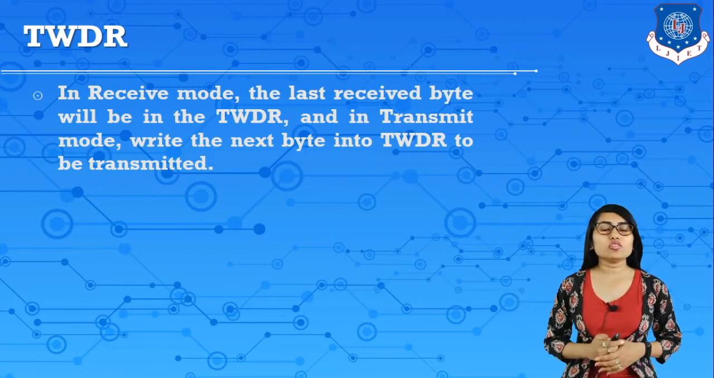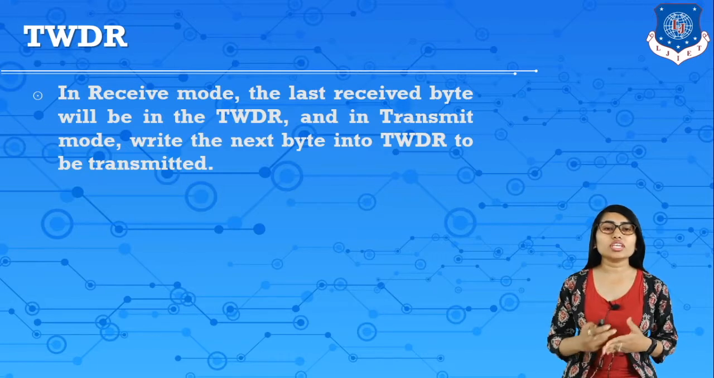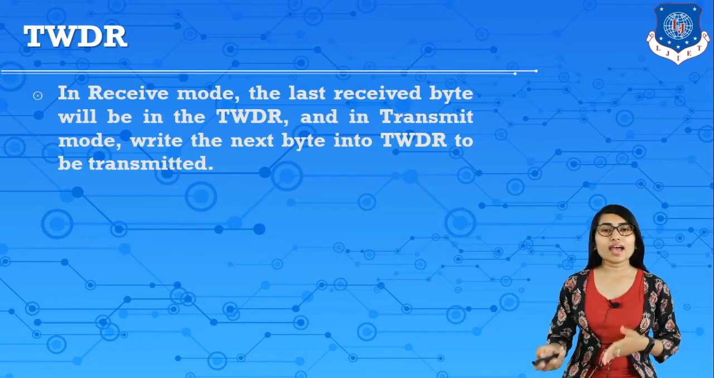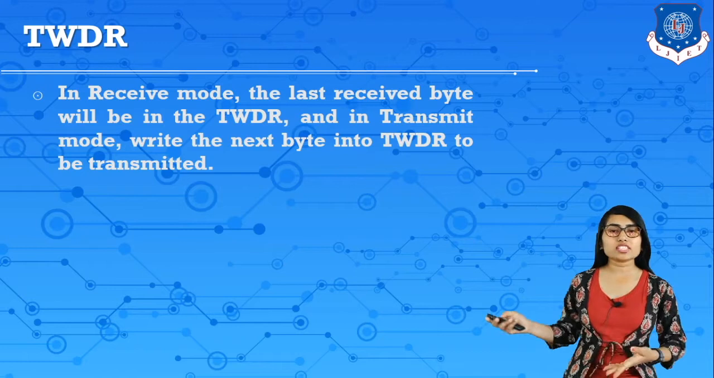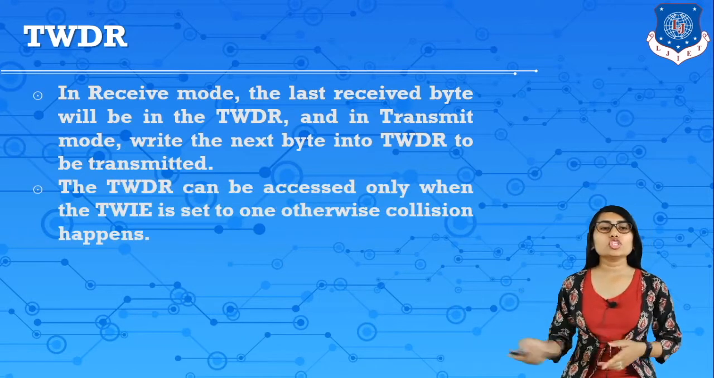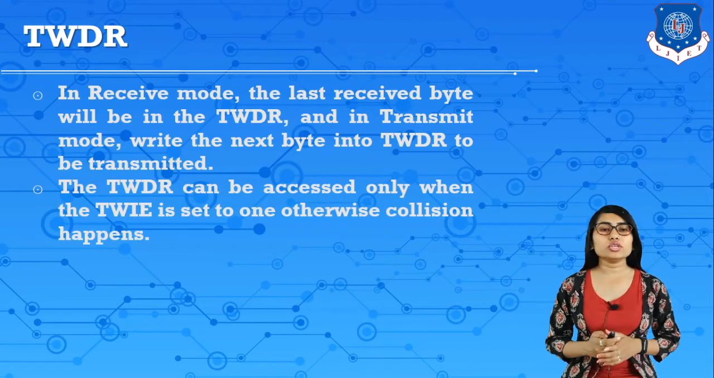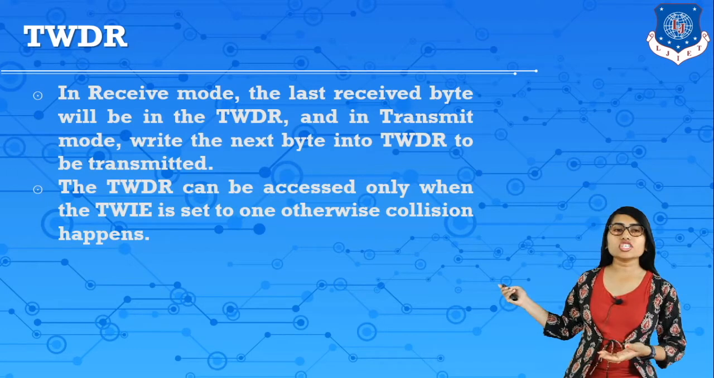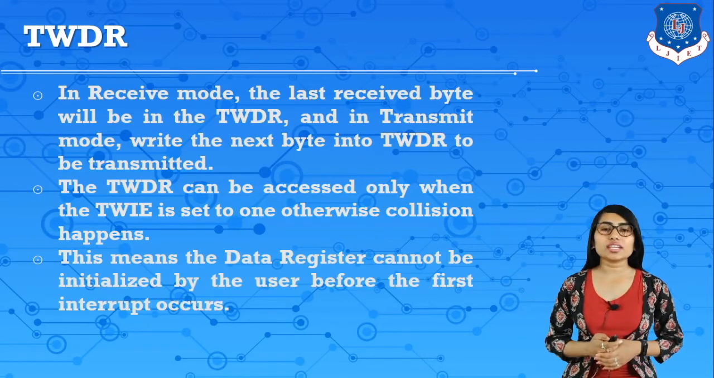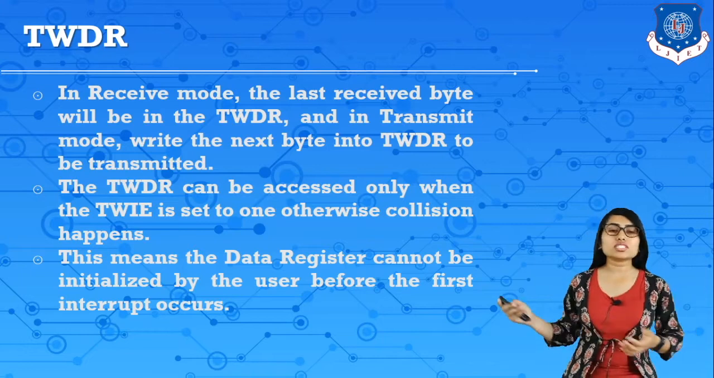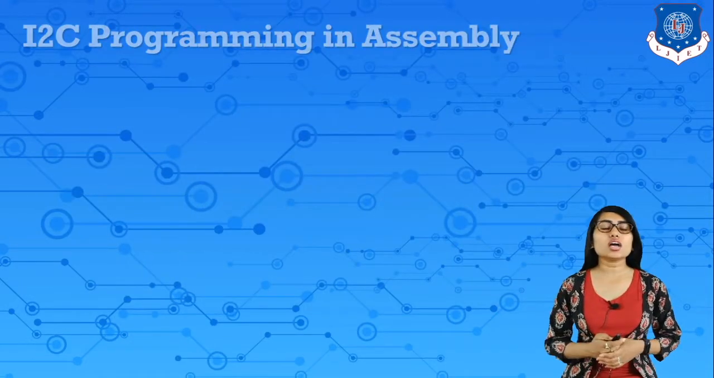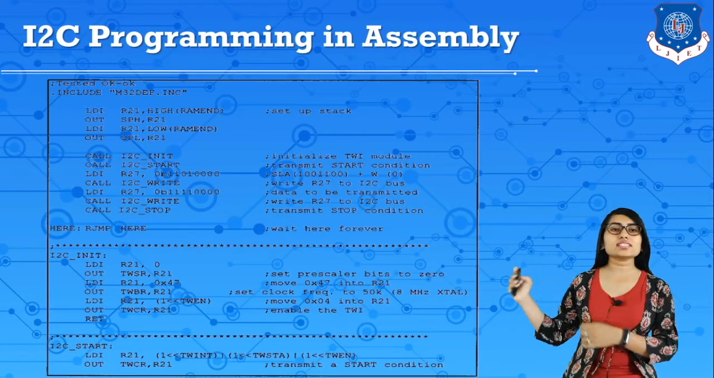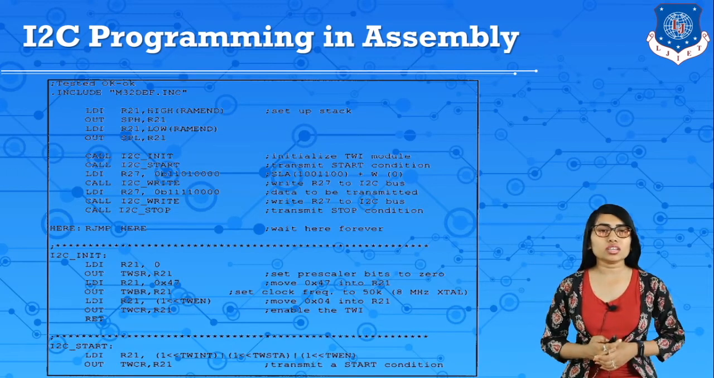In receive mode, the last received byte will be in TWDR, and in transmit mode, write the next byte into the TWDR to be transmitted. The TWDR can be accessed only when TWINT is set to 1, otherwise a collision happens. This means the data register cannot be initialized by the user before the first interrupt occurs. So these are the registers. Now let's discuss I2C programming in assembly.